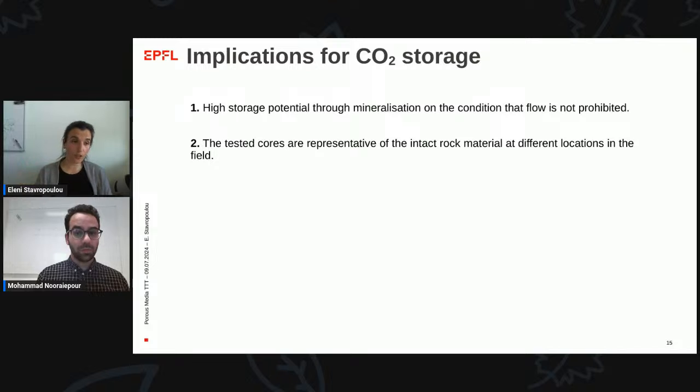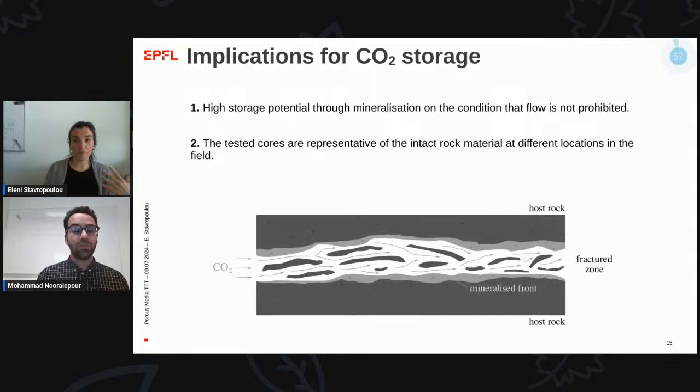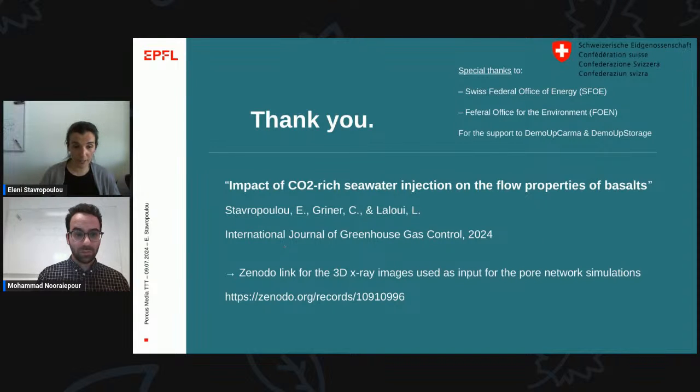Then the other thing we need to take into account is that we tested intact cores. So these represent the intact rock material in the different locations in the field. By taking this into account, an ideal scenario, and this is actually what is happening in Switzerland and Carbfix, is injection of CO2 in highly fractured zones to ensure that flow is not prohibited. And our contribution is this front here of the intact material that eventually will start mineralizing and create a mineralized front.